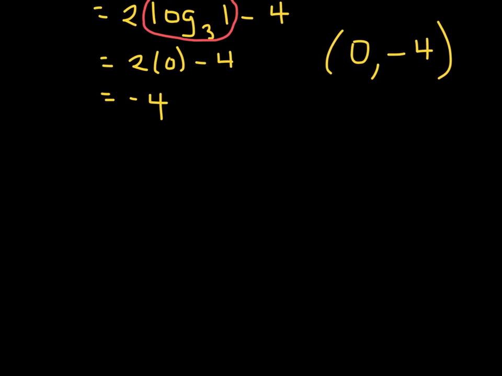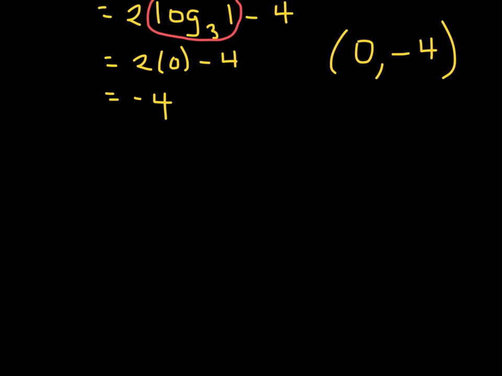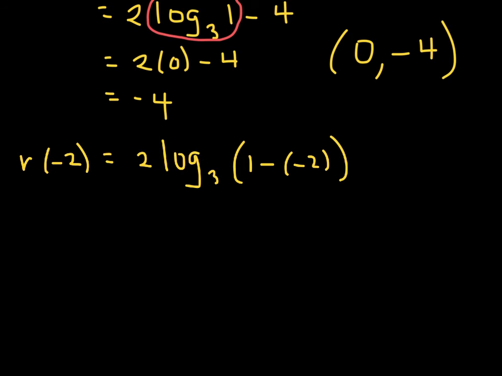Okay, so let me plug in, like I said, negative 2. So r of negative 2 would be 2 times log base 3 of 1 minus negative 2, and then the minus 4. Be careful with your signs here. This is 2 times log base 3 of, now this is 1 minus negative 2, which is the same thing as 1 plus 2, which is 3.